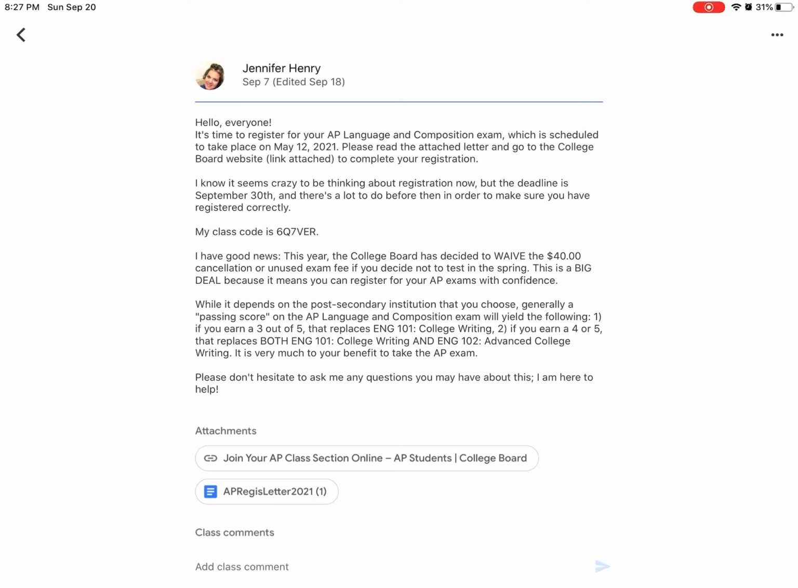And again, it does depend on which college your child would go to. It varies from state to state, and even within the state, there are different schools that accept different passing scores. But generally, it gets a student out of English 101.